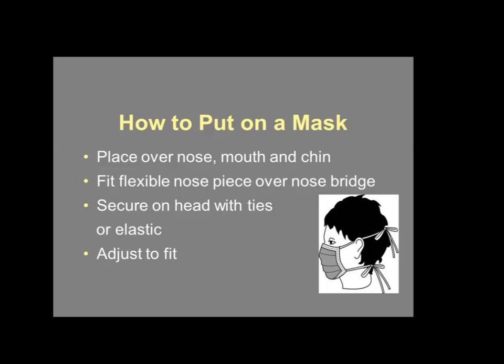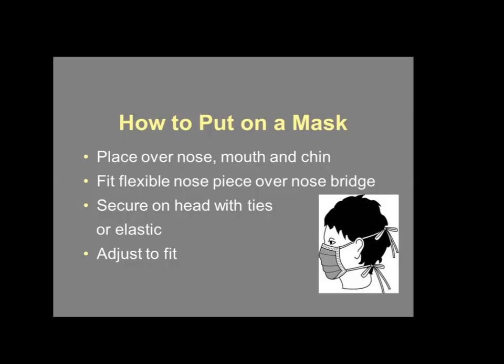Some masks are fastened with ties, others with elastic. If the mask has ties, place the mask over your mouth, nose, and chin. Fit the flexible nose piece to the bridge of your nose. Tie the upper set at the back of your head and then the lower set at the base of your neck. If a mask has elastic headbands, then separate the two bands.